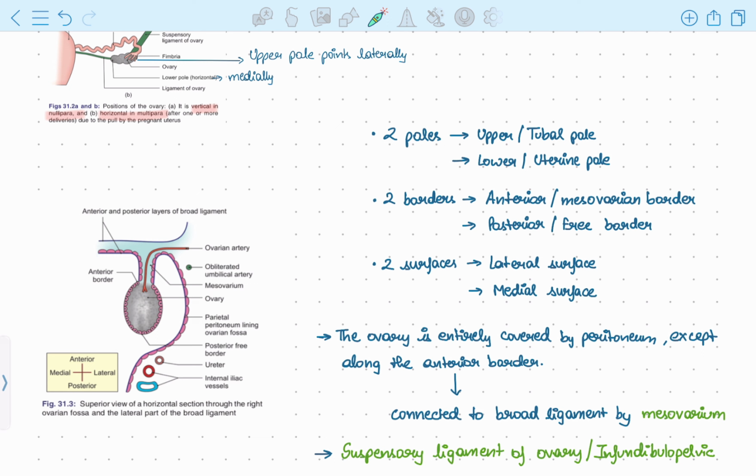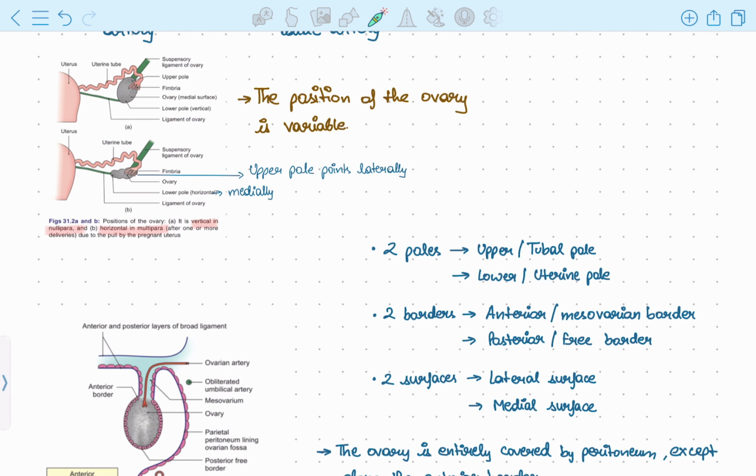Okay, so the ovary has two poles. As we have already studied, one is the upper pole. This upper pole is close to the fallopian tube, so it is also known as the tubal pole. Then we have the lower pole, which is close to the uterus, so it is known as the uterine pole. So upper pole or tubal pole and lower pole or uterine pole. Then we have two borders.